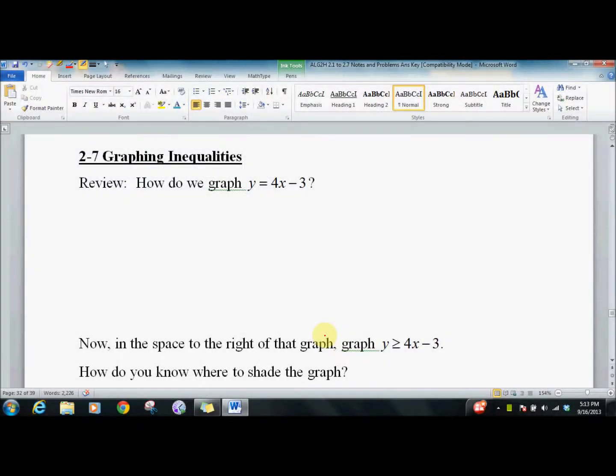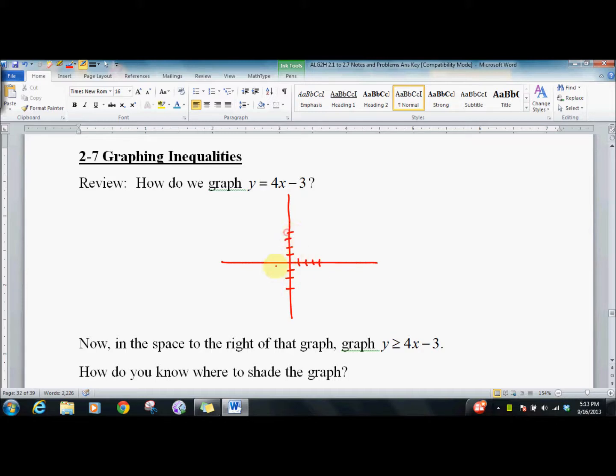Lesson 2.7, Graphing Inequalities. So how do we graph y equals 4x minus 3? Hopefully you remember. You go down 3, up 4, over 1. Connect the dots.